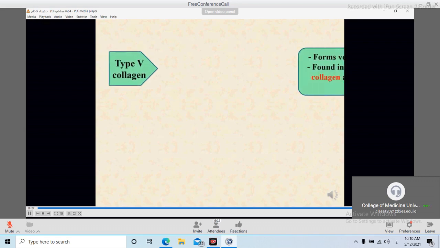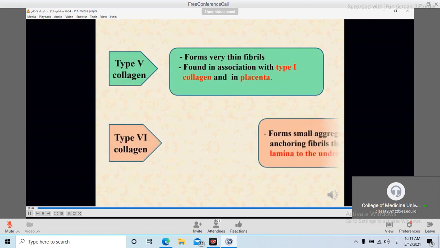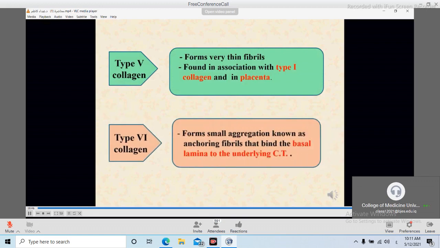Collagen type 5 forms very thin fibrils that are found in association with type 1 collagen and in placenta. هذا النوع يتواجد مع الكولاجين type 1 وموجود في المشيمة. Collagen type 6 forms a small aggregation known as anchoring fibrils. تكون مثل كلابات شكلها that bind the basal lamina to the underlying connective tissue.